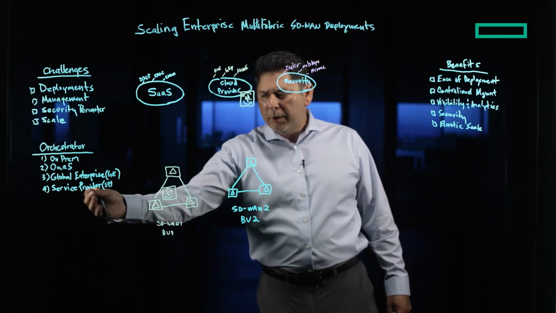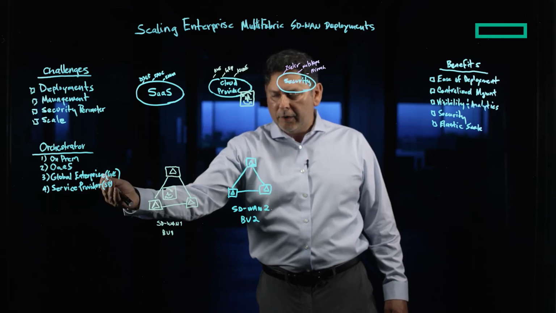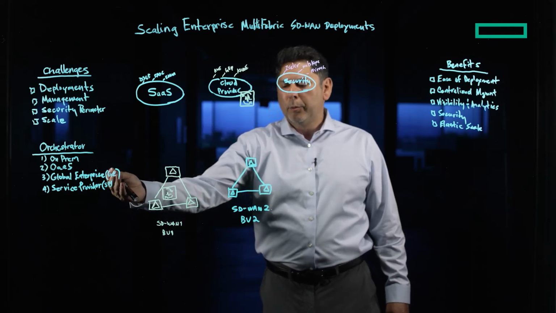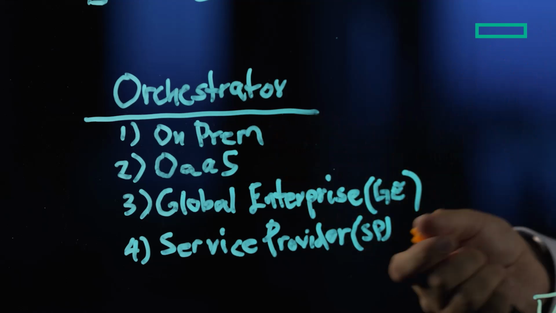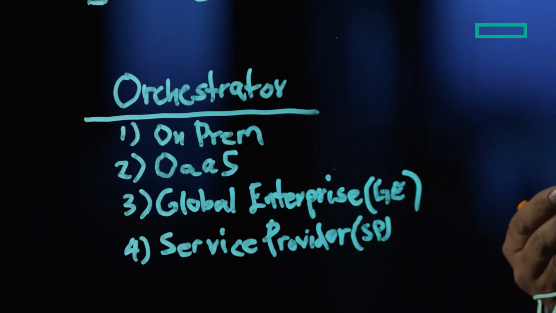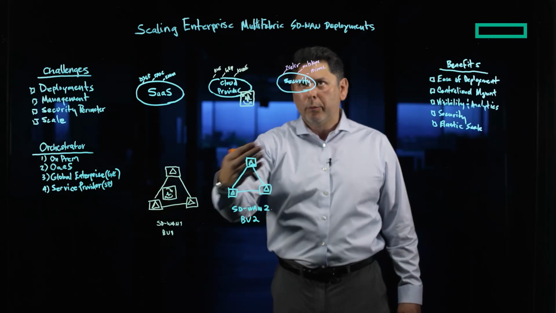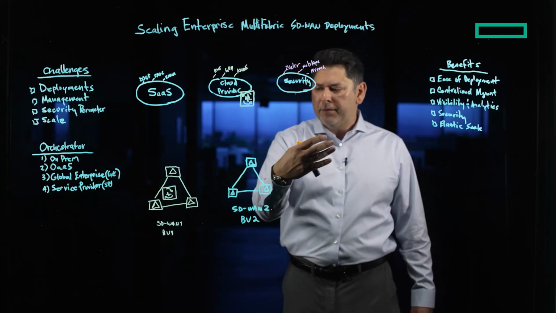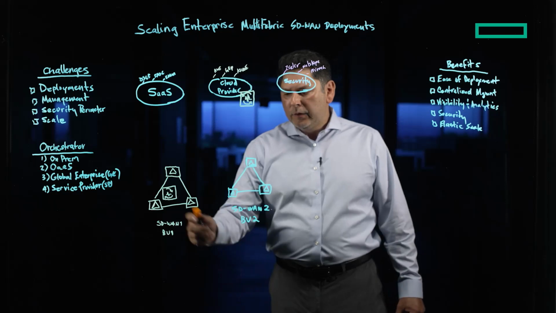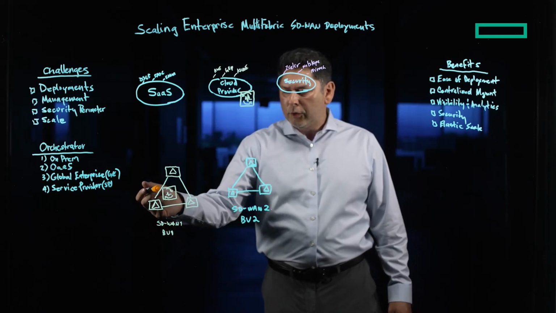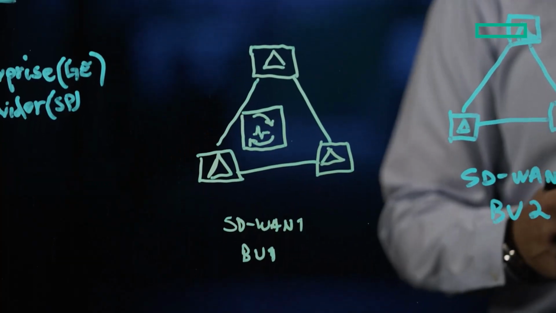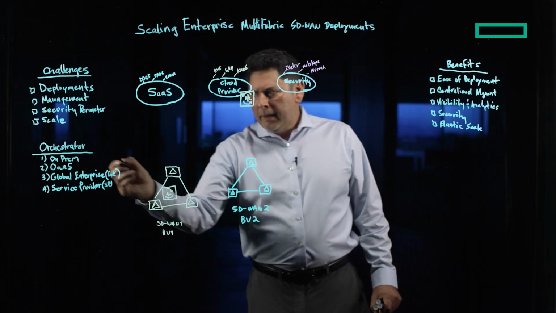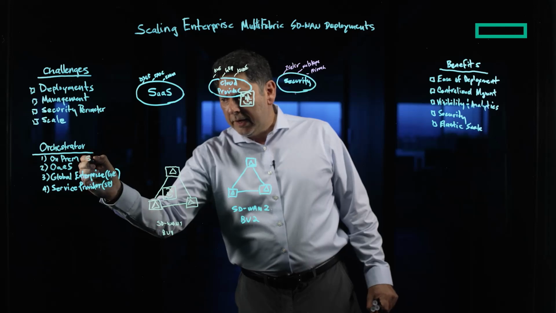I'm not going to be talking too much about the Service Provider, but keep in mind it's very similar to the Global Enterprise. I'm going to start off with on-prem because what I want to do is work my way up to show you and demonstrate how we can help you with single tenancy all the way to multi-tenancy or multi-fabric solution here. And so in my first case that I have drawn out, I have an SD-WAN with an on-prem Orchestrator. And this is a single tenant.